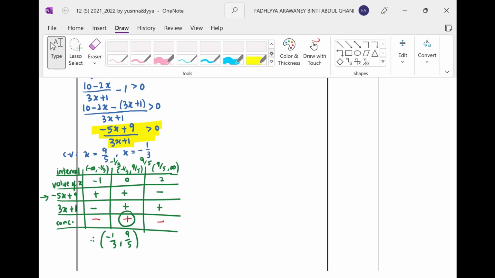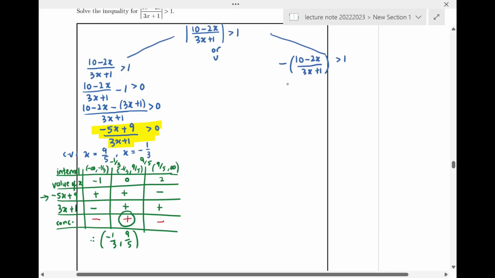No, negative 1. Okay, so I multiply both sides by negative 1. So I have 10 minus 2x over 3x plus 1. Change the sign to less than minus 1.